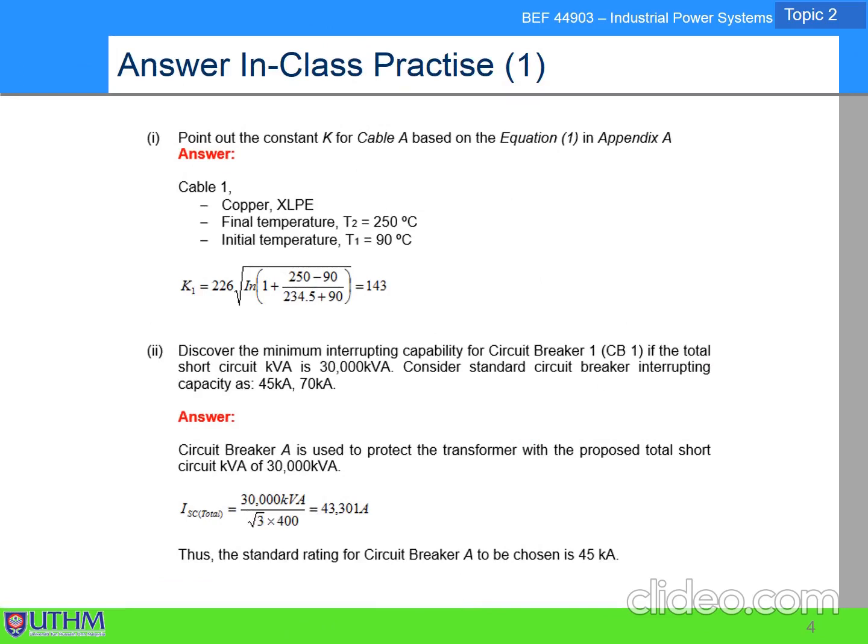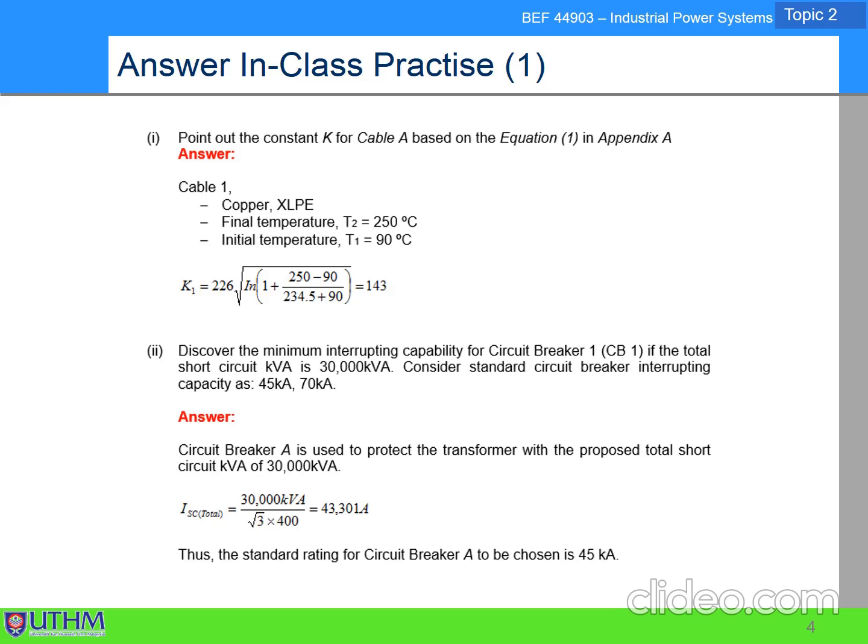For question number 1, point out the constant K for cable A based on equation 1, which is from the previous slide that I explained. We use this equation for copper type because the example is for copper type. We put in the value of the final temperature and the initial temperature based on the question. After that we calculate the value of K, and we get the value equal to 143. This is the value of K.